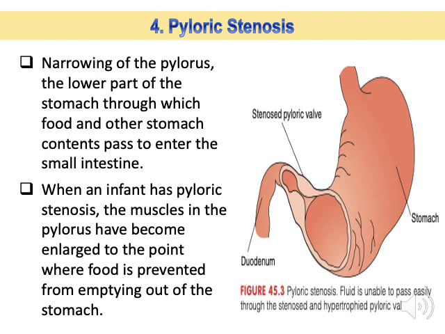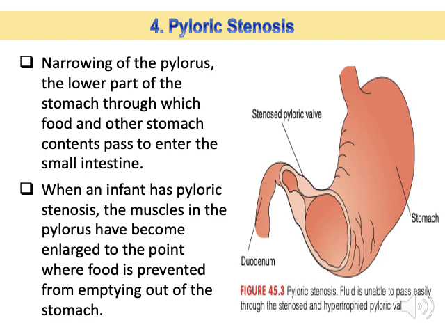The incidence of this condition is high, approximately 1 in 150 males and 1 in 750 females. It also tends to occur most frequently in firstborn white male infants. The exact cause is unknown, but multifactorial inheritance is the likely cause. When an infant has pyloric stenosis, the muscles in the pylorus have become enlarged to the point where food is prevented from emptying out of the stomach.